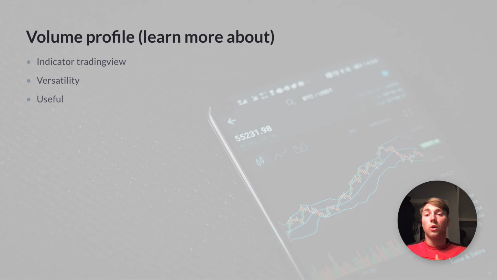This is what I want to learn more about because I haven't seen it yet in the course. The subject is the volume profile in TradingView. A volume profile is an advanced charting indicator that displays total volume traded at every price level over a user specified time period.